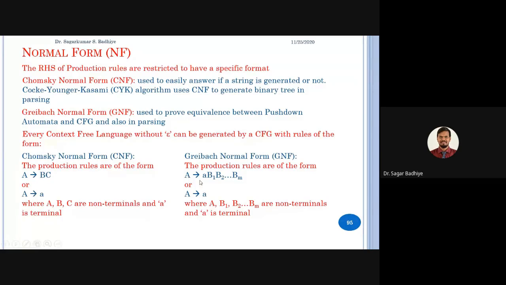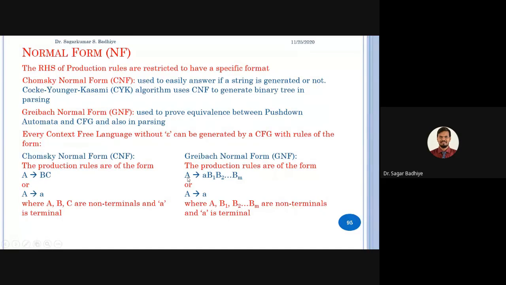So a single non-terminal derives to a single terminal followed by a series of non-terminals, right? On the right-hand side of the production rule, there is a single terminal followed by a series of non-terminals, or there is a single terminal on the right-hand side. If all the rules follow this particular structure, then we say that the given context-free grammar is in GNF.